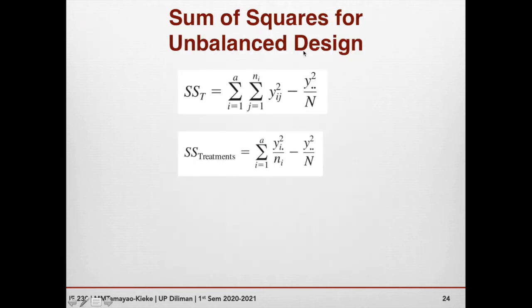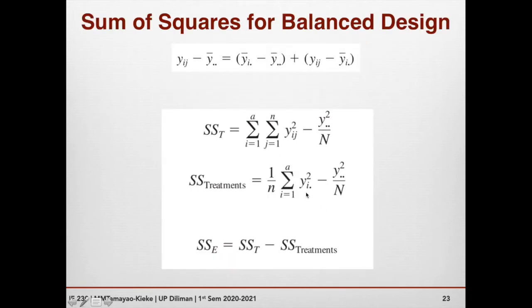For your unbalanced design, it changes a little bit, okay, from your SST here. The difference is mainly in the treatments computation for your sum of squares. Okay, as you can see here, the first expression, which is summation of yi dot squared over ni from i equals 1 to a, compare that to, okay, so 1 over n here is outside because here n is basically the same for all your treatments. All right.